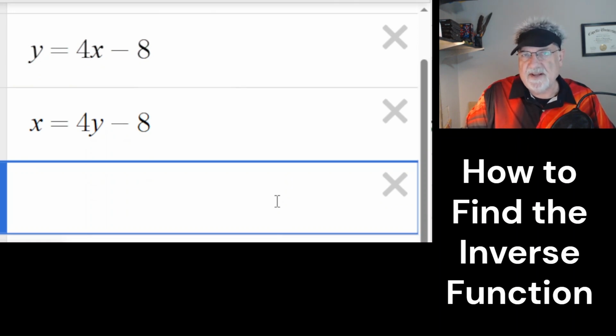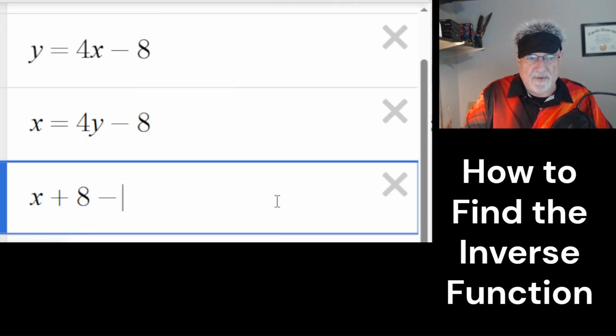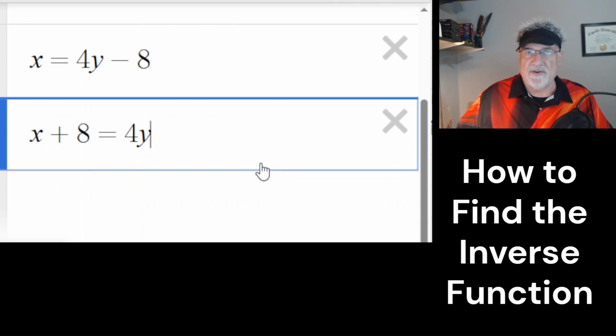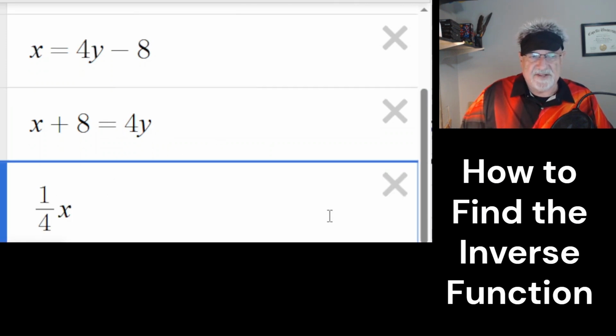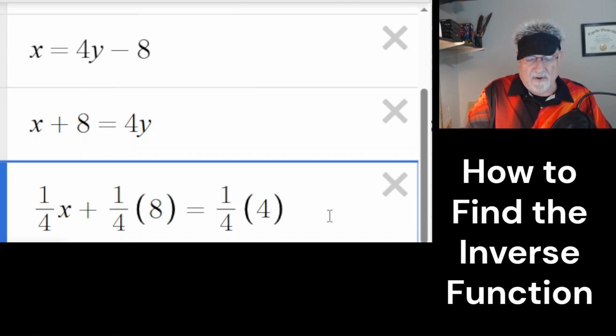Because your objective is to get the variable by itself on one side, you have to get rid of everything else. The way you get rid of the minus 8 is you add 8 to it. So you have x plus 8 is equal to 4y. And then you multiply by 1/4 or divide everything by 4. Either way, you turn this 4 into a 1, and that's how you get rid of it. So we're going to have 1/4 x plus 1/4 times 8 equals 1/4 times 4y.